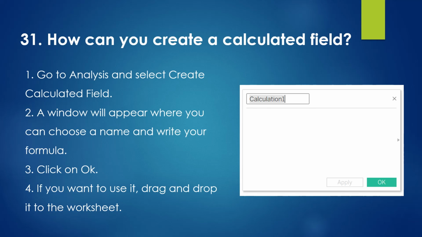Next, we have how can you create a calculated field. You go to Analysis and select Create Calculated Field. The following window will appear where you can choose a name. Where it says Calculation 1, you enter your name, and in the window you select or write your formula. You click on OK. A new dimension or measure will be created, and if you want to use that calculated field, you can drag and drop it to the worksheet like the remaining dimensions and measures.